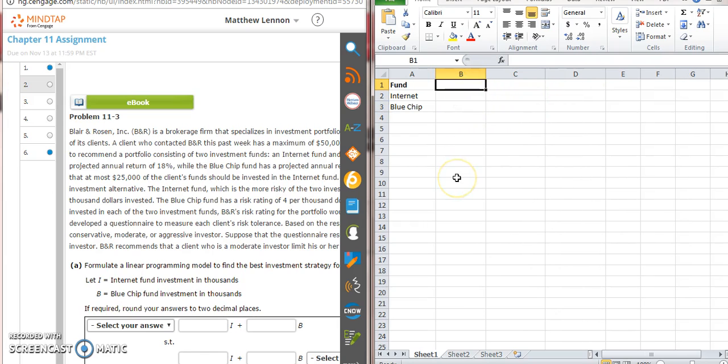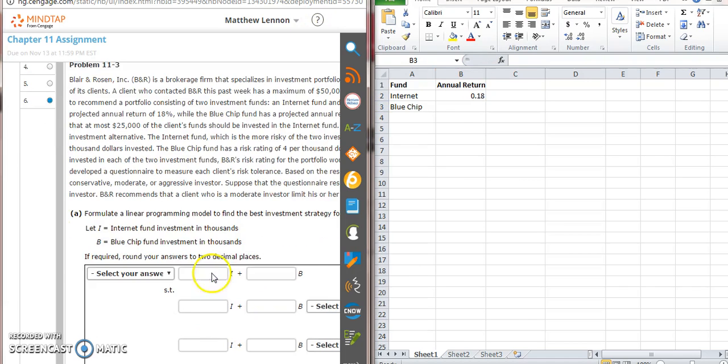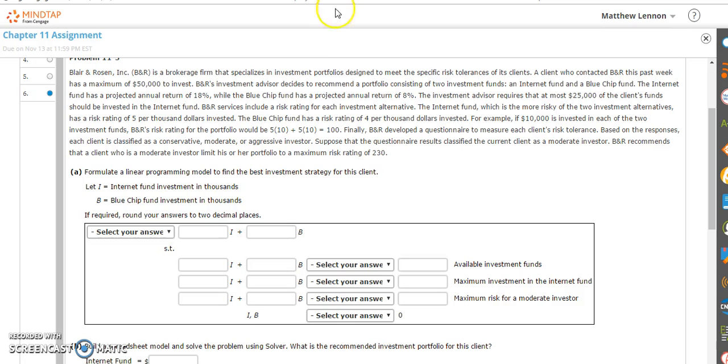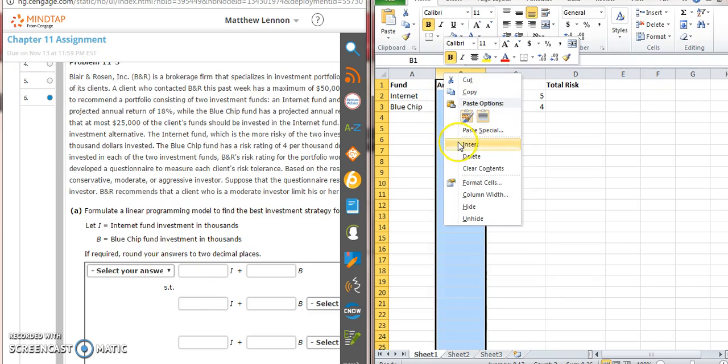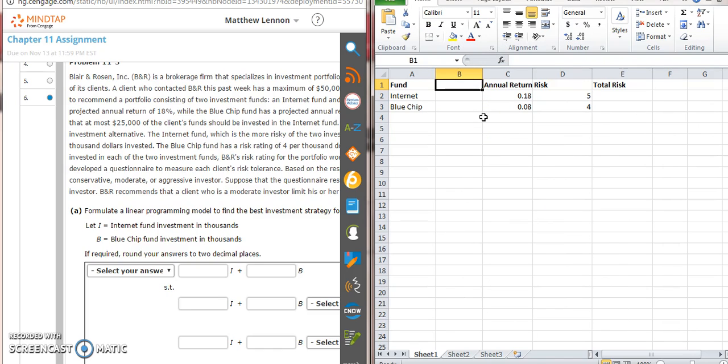So what do we have here? Well, we have the annual return. We had 18%, so 0.18, so I'm going to enter that for internet. And 8% for the blue chip, so blue chip 0.08. Then we had the risk factors, and this is again per thousand. So 5 here for the internet and 4 for the blue chip. Maybe we'll call the next one total risk. And I'd prefer it over here, maybe the amount invested.